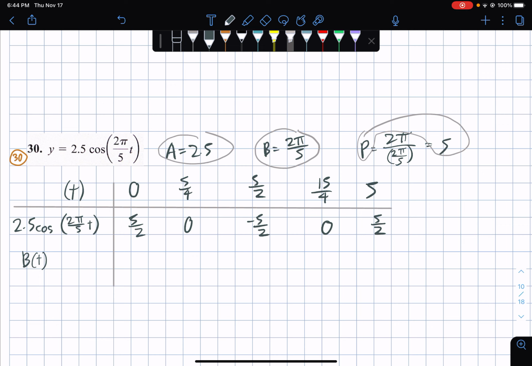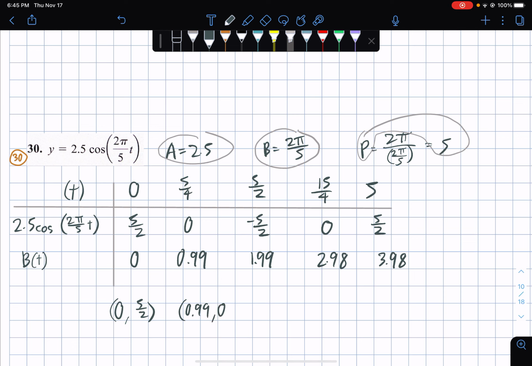Now, bt is t divided by b. So 0 divided by 2 pi over 5 is 0. 5 over 4 divided by 2 pi over 5 is 0.99. Then the next is 1.99. Next is 2.98 and 3.98. So we have 0, 5 over 2, 0.99, 0, 1.99, negative 5 over 2, 2.98, 0, 3.98, 5 over 2.